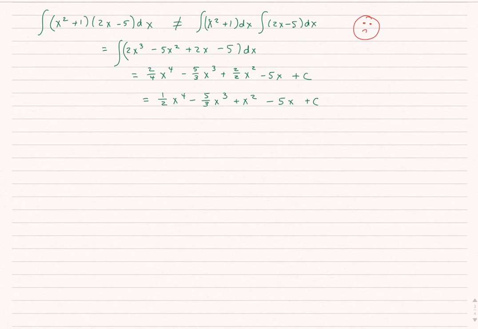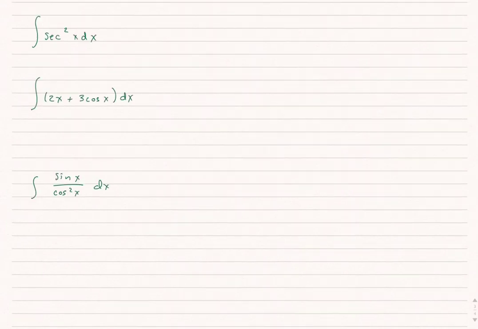Let's now look at some trigonometric functions and finding those antiderivatives. My first example, I recognize that as the derivative of tangent x, so I can simply write that this is equal to tan x plus c. Again, if I want to check my work, all I would have to do is take the derivative of tan x plus c, and I would get secant squared x plus 0, which is what I started out with.